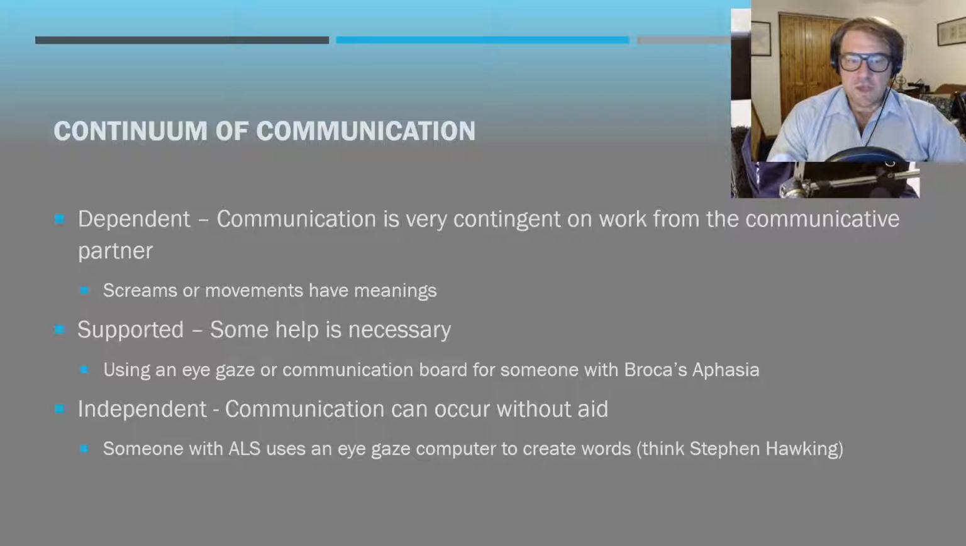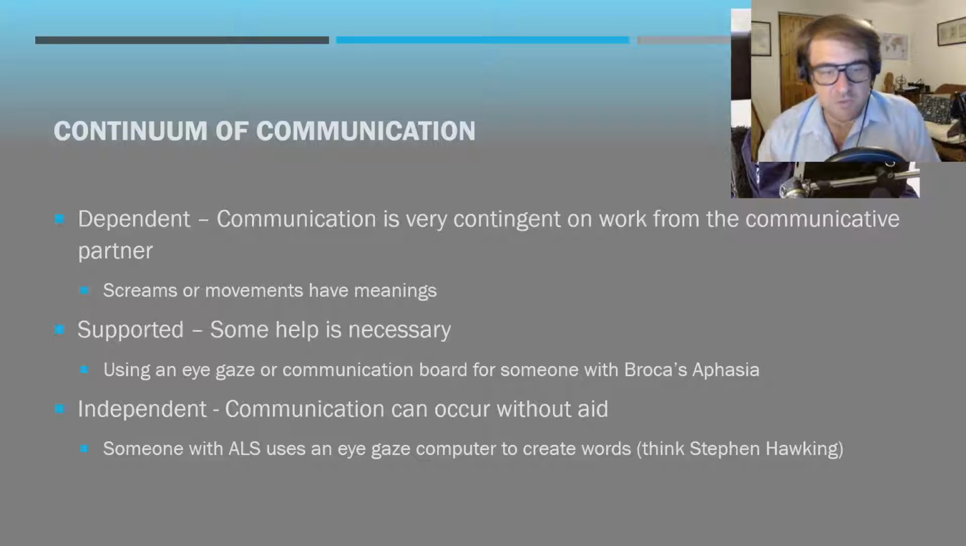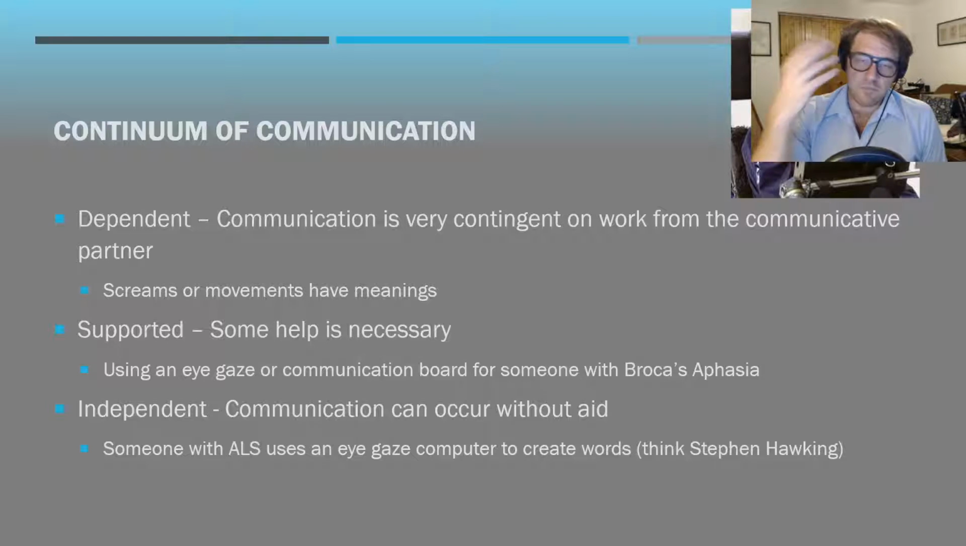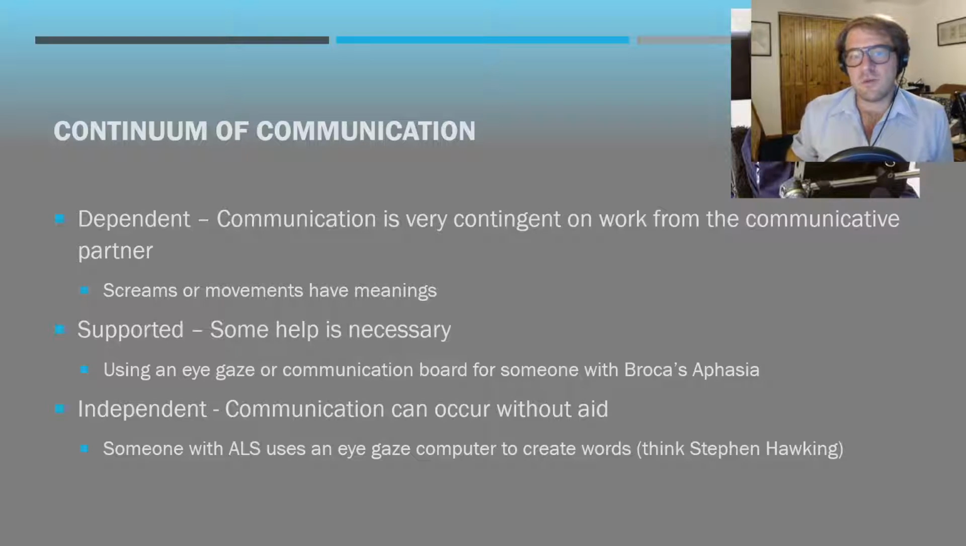Okay, so we also have a continuum of communication. Not everybody's in the same place. A dependent communicator requires a lot of help from the communication partner. So this would be somebody who can only communicate really with screams or movements. They really need a lot of work from their communication partner. It has to be somebody who knows what they're talking about, who's paying close attention to what the person is saying, so it's heavily dependent.